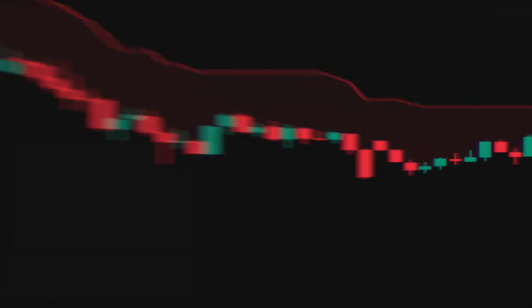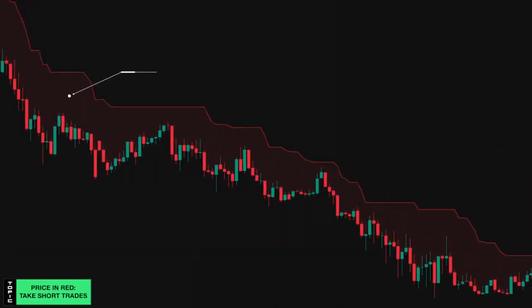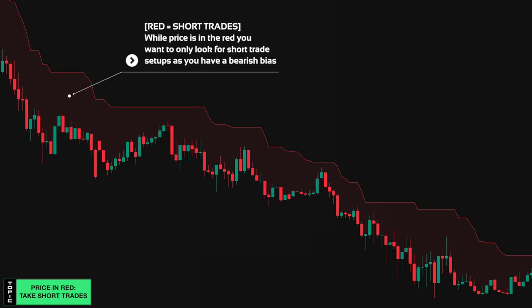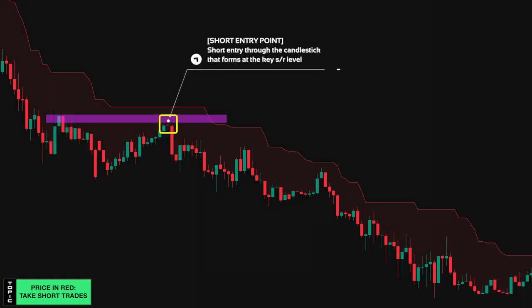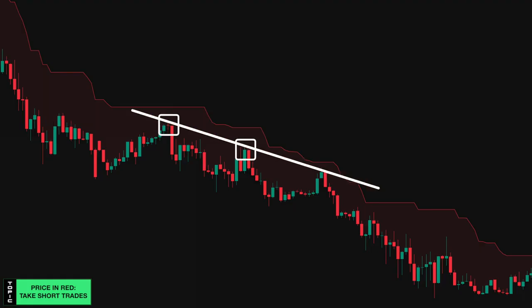Jumping to bearish. While price is in the red, you want to look for short trade setups, as you have a bearish bias. This reversal point gives you a key level. Short trade setup here.